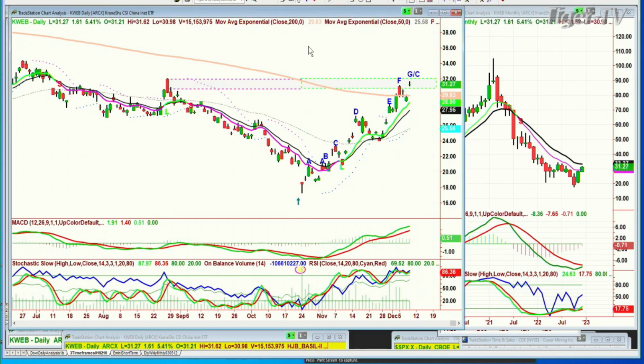Isn't that nice? Oh, and I forgot to put in the Chapman Wave inside wedge target resistance line. Goes from there to there. We've gone above it. All right, very nice. So there's the target. And now look at the 200-period moving average of 29.83, now key support down to 27.95, the 14-period moving average.